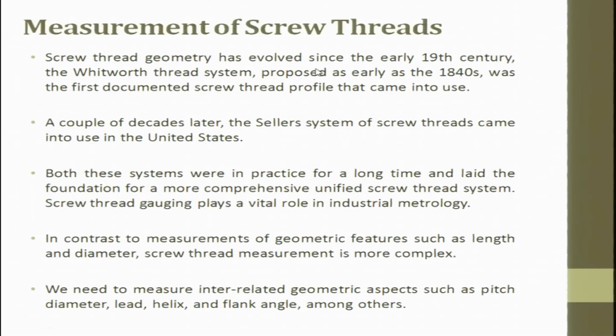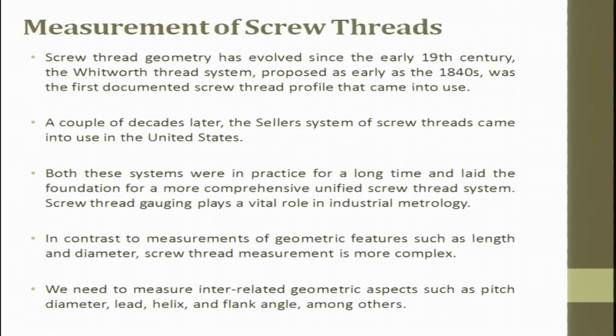Screw thread geometry has evolved since the early 19th century. The Whitworth thread system, proposed as early as 1840, was the first documented screw thread profile that came into use. That was the time when the industrial revolution started. Big machines started getting built, and a lot of these machines had many mechanical moving parts which had wear and tear. So, people were looking at fastening techniques which can be used so that they can do maintenance.